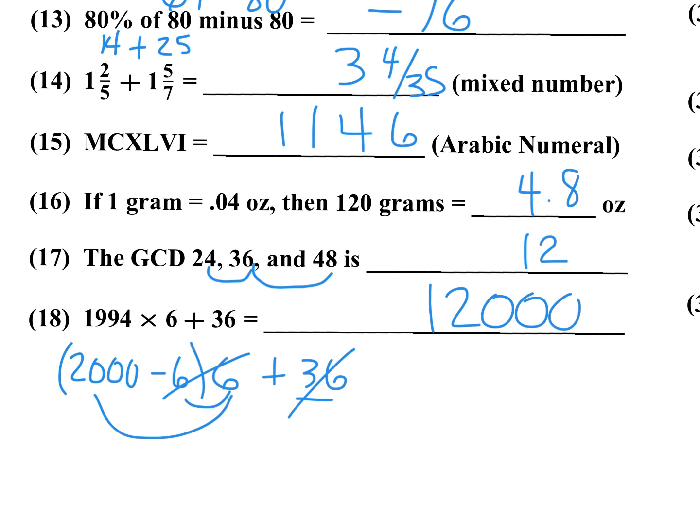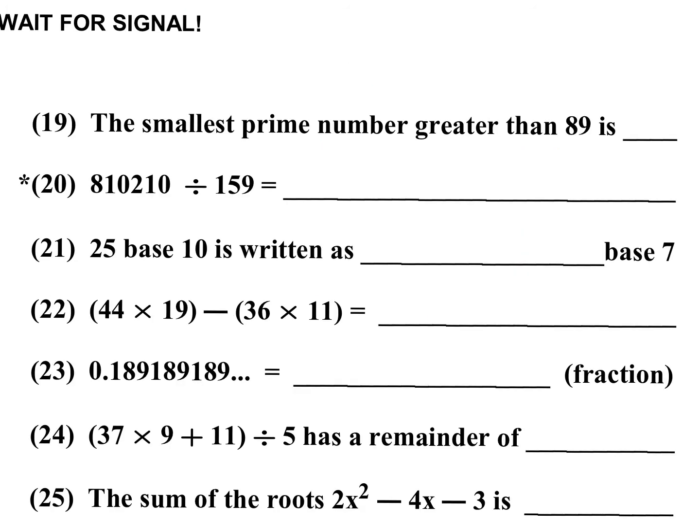That's the end of the first column. I'm going to slide over to the second column and start with number 19. Number 19 is a question about prime numbers, and make sure you're familiar with all your prime numbers and recognize prime numbers. Now, between 90 and 100, did you know that there's only one prime number between 90 and 100?